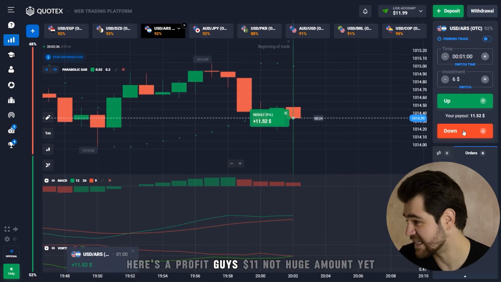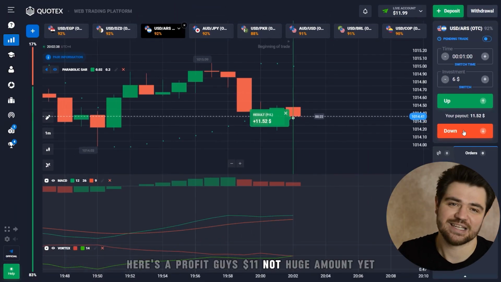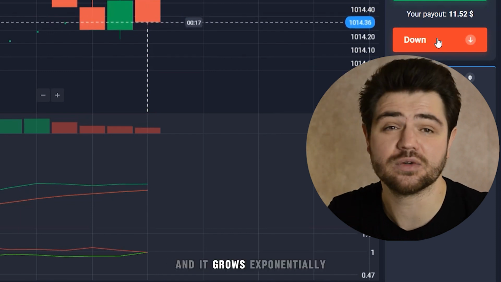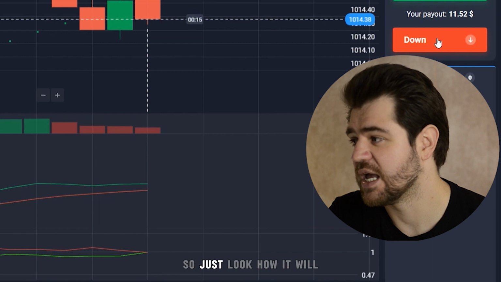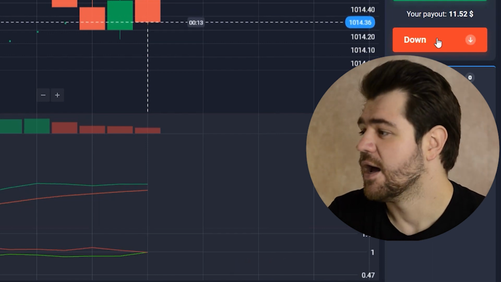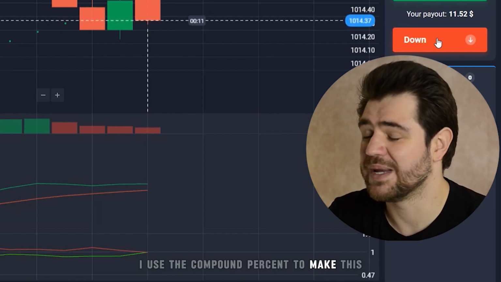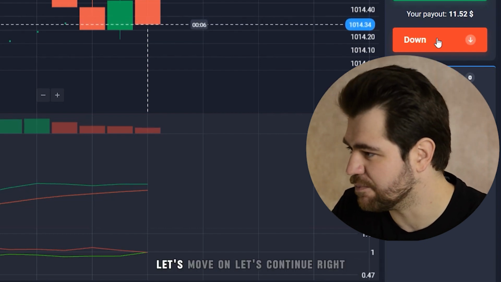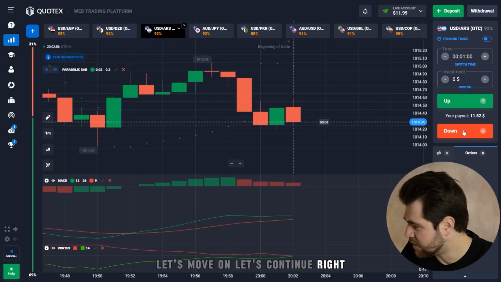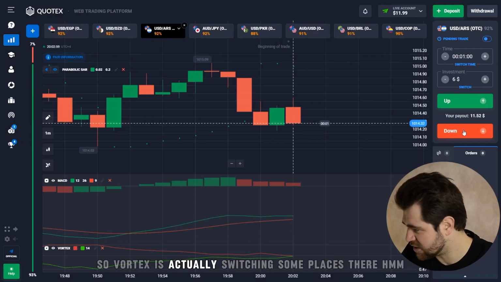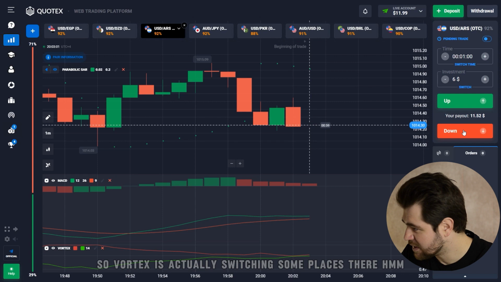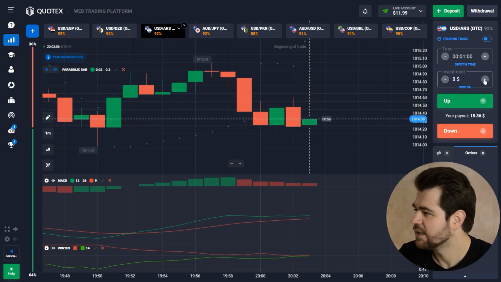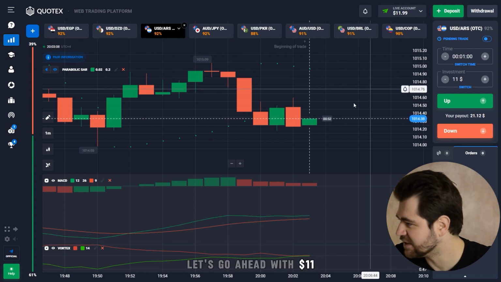Here's a profit, guys. $11, not a huge amount yet, but we're starting with something, and it grows exponentially. So just look how it will use the compound percent to make this snowball effect, and the balance is going to grow exponentially. Let's move on. Let's continue. Right, so Vortex is actually switching some places there. Let's go ahead with $11.